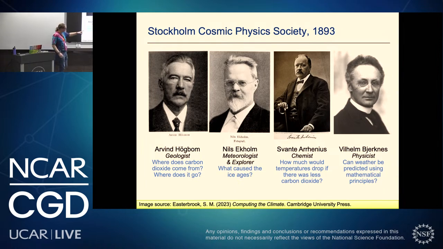A couple of months later, Nils Ekholm, who had just returned from an expedition to Spitsbergen, which is kind of up in the Arctic Circle, came to give a talk about all the evidence about the ice ages. And at the end of Ekholm's talk, there's a whole discussion within the society about what might have caused the ice ages. This was the kind of big scientific mystery of the time. What caused the ice ages? And especially in a place like Stockholm, where the evidence is all around them, you go back to the ice ages, and this was a place that was completely covered in 2-kilometer-thick glaciation.